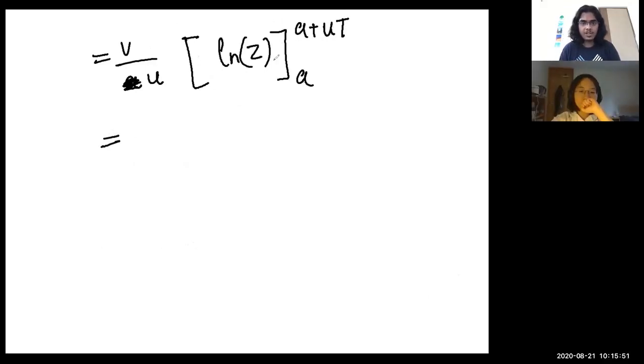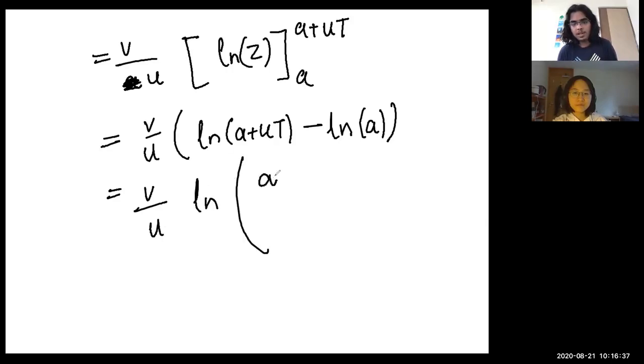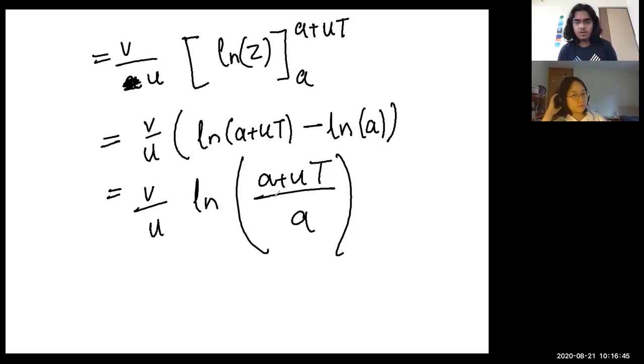Now it's just about substituting the values in. So v over u, upper limit ln a plus ut minus lower limit ln a. Can we simplify this further? Someone in the chat? Is this the simplest form it can be in? Yes, as Anisa pointed out, the difference of two logarithms is the logarithm of the ratio of their arguments. So you have v over u ln of a plus ut over a. I think this is the simplest form. You can also cancel out the a's and write 1 plus ut over a, but let's leave it this way. So now we have found what the right-hand side of the equation is.